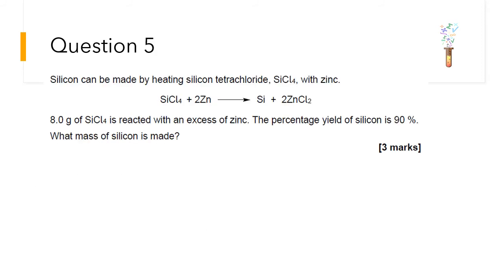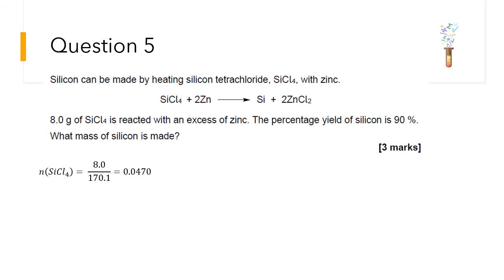Again, another quick moles calculation. These are all from amounts of substance, these last few. So we've got 8 grams of silicon tetrachloride here, and we're being asked how much silicon is made, given that the percentage yield is 90%. So first thing is get yourself a mark straight away, work out moles of silicon tetrachloride, so 8 over 170.1.